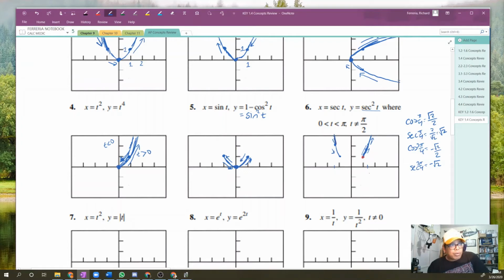Extend that the other direction, and we get this kind of a shape, where it basically looks like a parabola that's been chopped off at the lower half. So that's all of the parabola that's above the line y equals 1. And this is the direction that we go when t is between 0 and pi over 2.